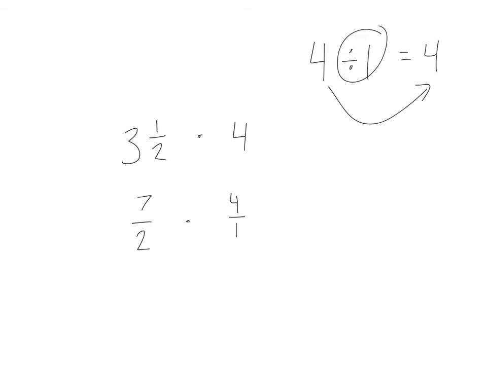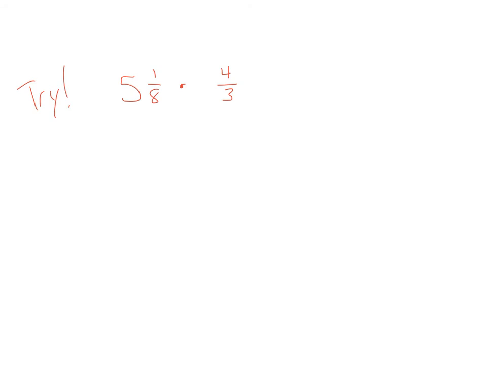Can we cross cancel? Absolutely. The 2 can become a 1. 2 divided by 2 is 1, and 4 divided by 2 is 2. So we cross canceled there. Can I simplify here? No. Simplify here? No. So 7 times 2 is 14 over 1 times 1 is 1. So what is our answer? 14 over 1, we can actually just write that as the number 14. And we're done. Alright, so pause the video and try this one. See how you do after you play the video.